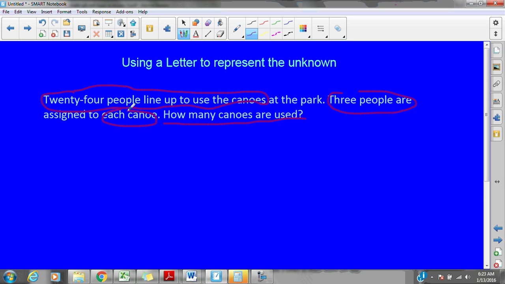My job now, I've understood what I'm being asked to do. I have analyzed the problem for information, and now I'm going to strategize by drawing a tape diagram. So here's my tape diagram, and I'm going to fill in all the parts I know. I know the total. I know what the whole tape diagram is worth, and it's worth 24 because there are 24 total people. I know that there are canoes, but I don't know how many. But I do know that 3 people are assigned to each canoe.